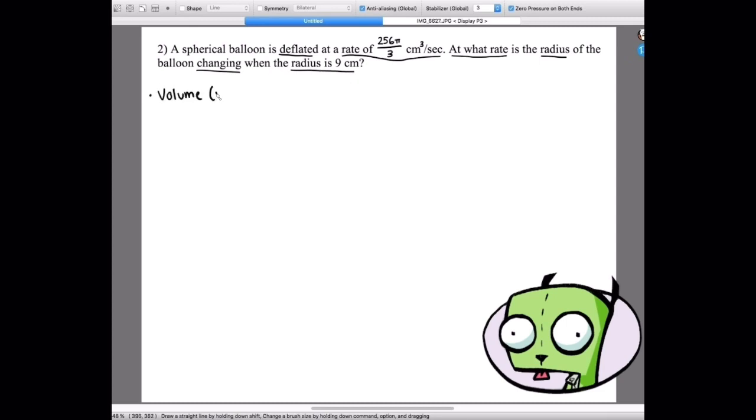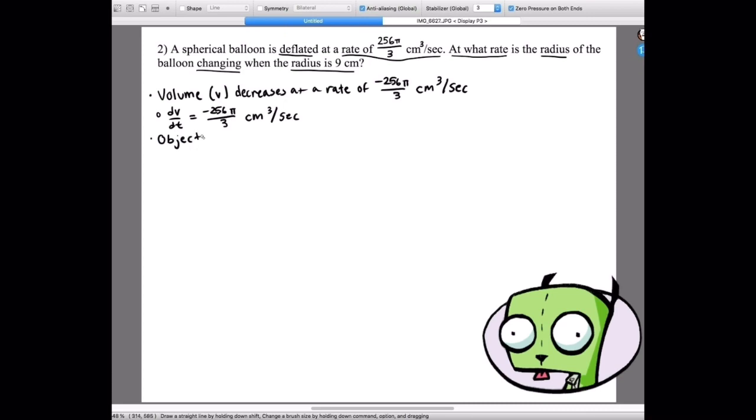We know that the volume is decreasing at a rate of negative 256 pi over 3 centimeters cubed per second. This is negative because the spherical balloon is deflating. This can be rephrased as the change in volume with respect to time.